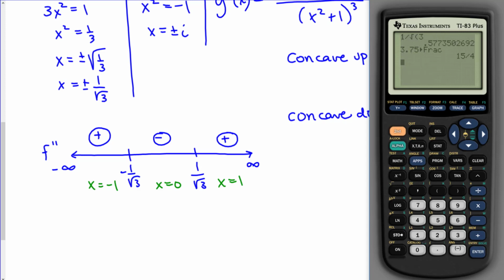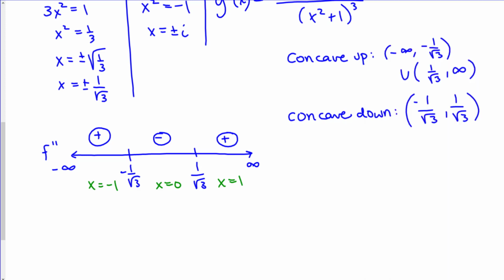And it also works out that if I put in the negative inverse of root 3, I get the same value. So it's 15/4 for each one. So I have inflection points at -1 over the square root of 3 and 15/4, and +1 over square root of 3 and 15/4, and these are both inflection points.